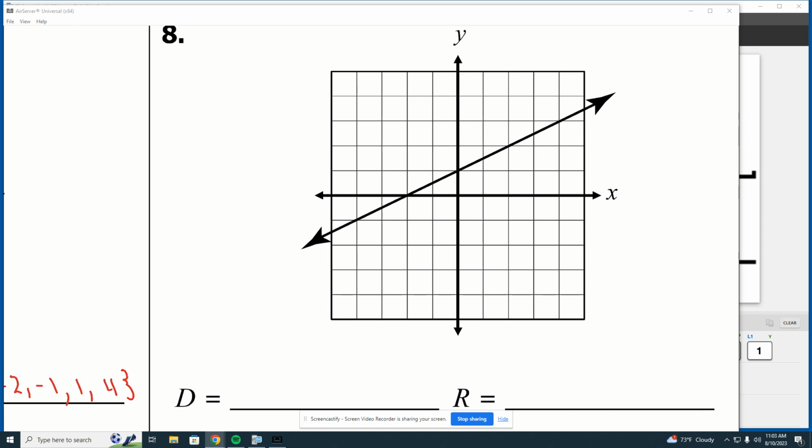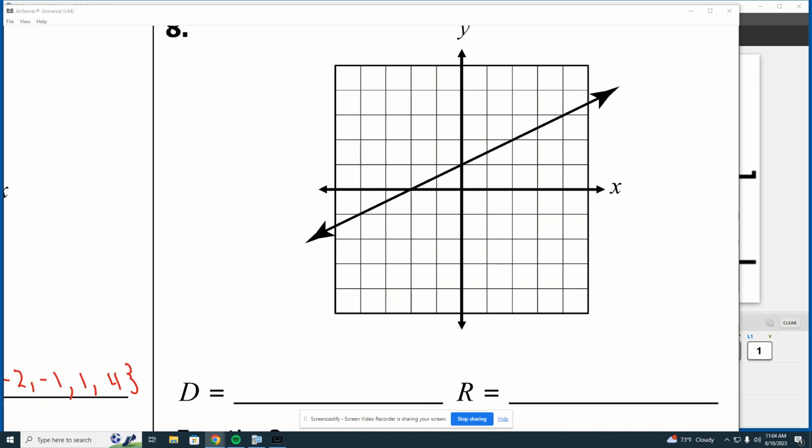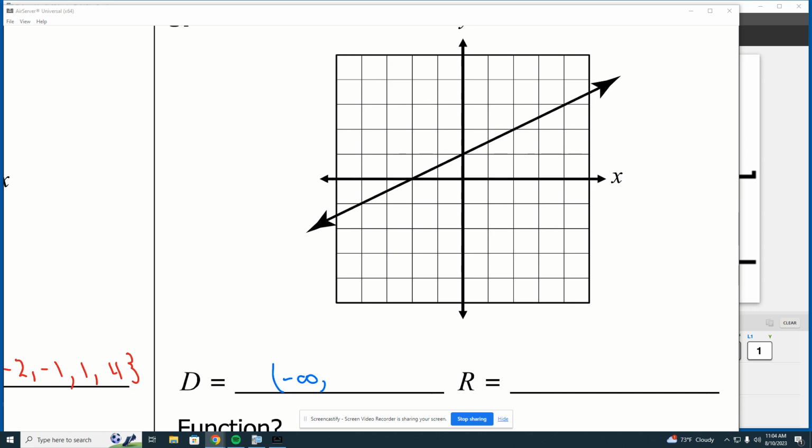It'll go forever, won't it? So where is it coming from? What's the smallest value it could be? The smallest value it could be is negative infinity. It goes forever to the left. How far does it go to the right? So the biggest value it could be is positive infinity. So my domain, because it's continuous here, I would name it negative infinity to positive infinity.